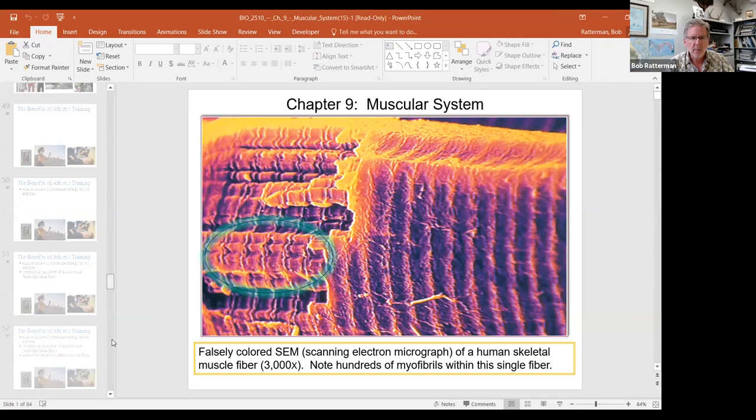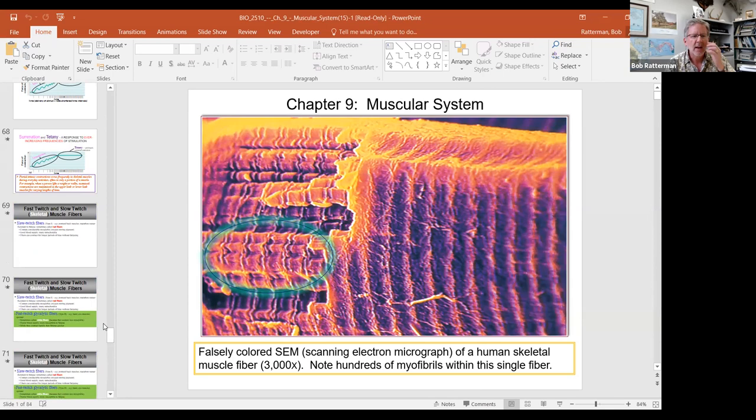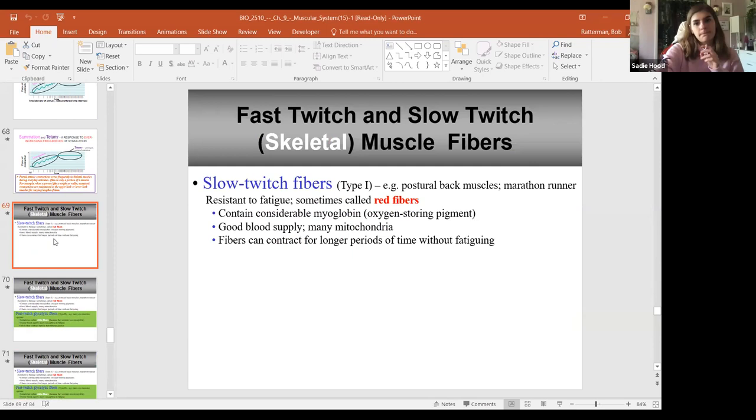So let me share my screen. Here's the chapter 9 PowerPoint. And so I think we stopped the quiz material probably somewhere. Let's see, I forget what section it was. I don't know if we included fast twitch and slow twitch fibers. Yeah, we did. Okay, so that was part of that section. So 9.4, which is really a relatively short section.